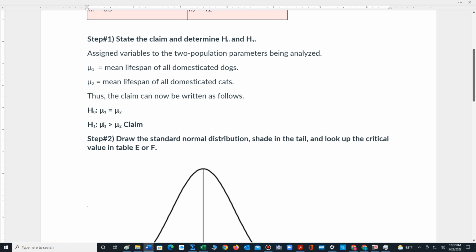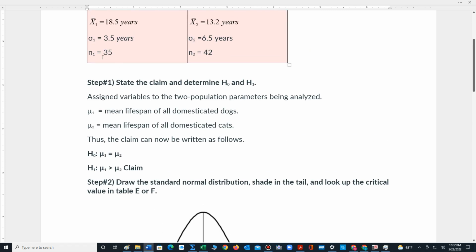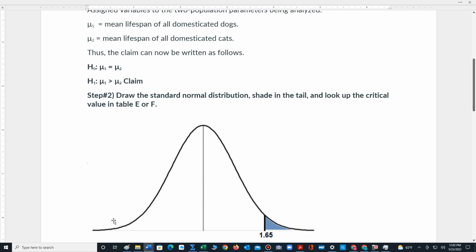Mu sub 1, the average lifespan of domesticated dogs, is greater than mu sub 2, the average lifespan of domesticated cats. That's our claim. Since it's greater than, it's an H sub 1 statement. H0 is always that the two means are equal. Since we are given the two population standard deviations, we know it's a z-test.